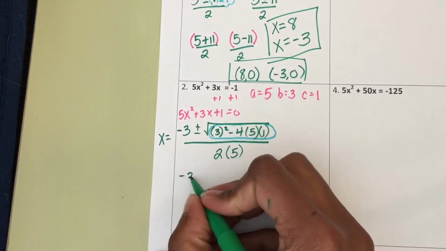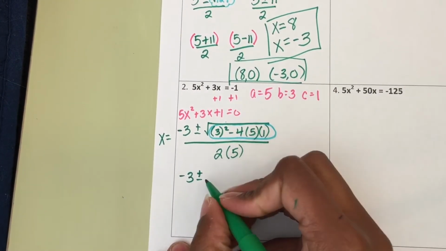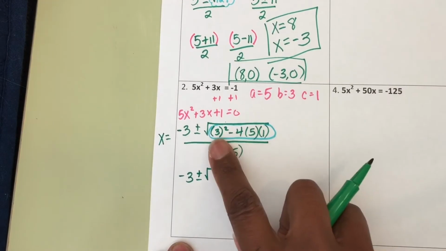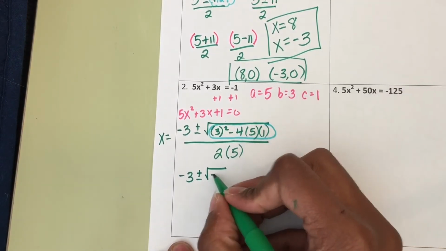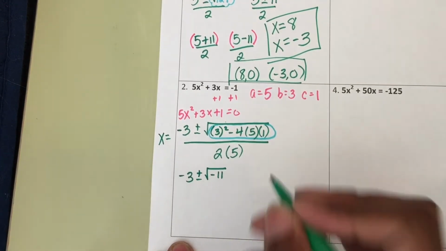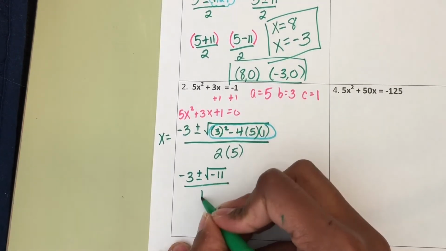So you do -3 plus or minus, and then we get the square root, and 3 squared minus 4 times 5 times 1 is -11. And then divide by 10.